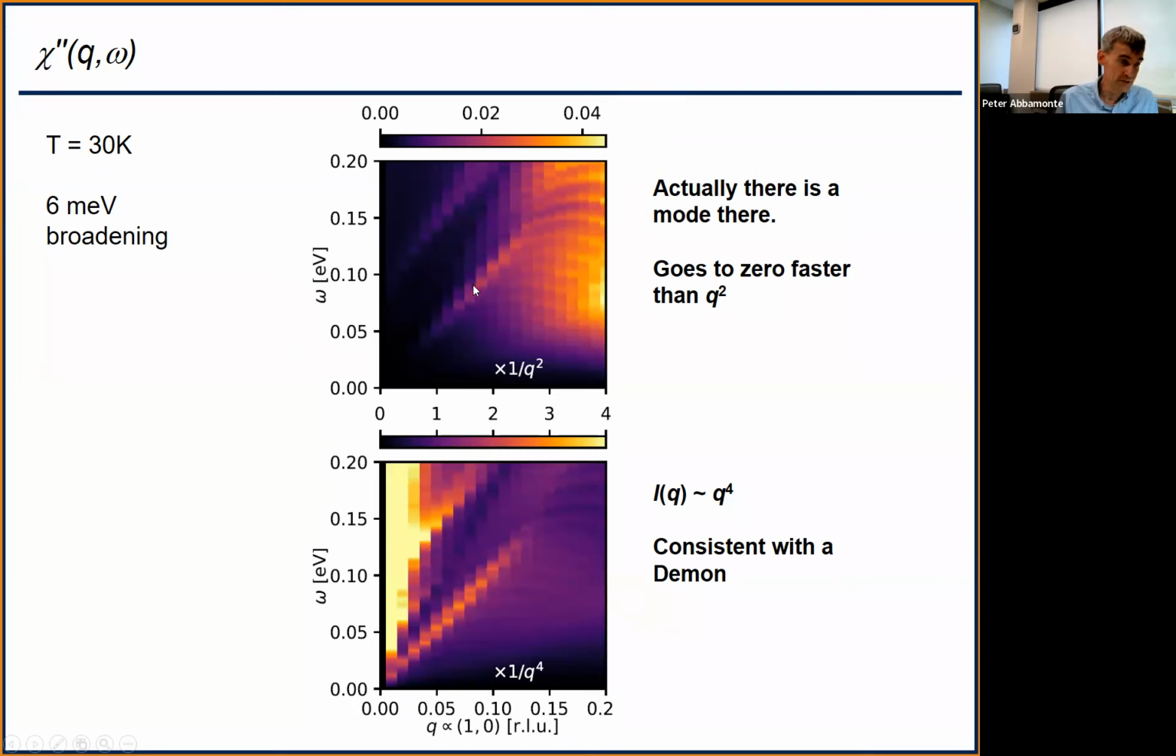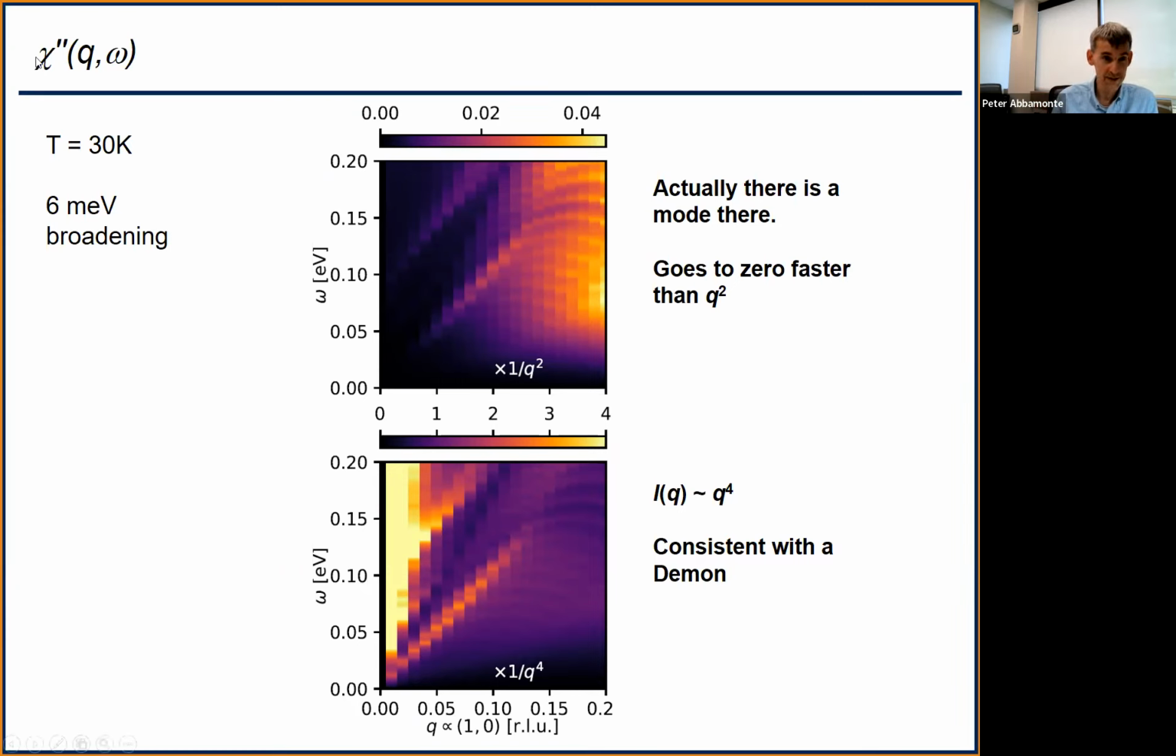And it is gapless, and it disperses linearly, but it vanishes as you go to zero. And if you think about it for a few seconds, now it becomes obvious why, because don't forget, a demon is neutral. Now, conventional plasmons, the intensity goes to zero like Q squared because they satisfy this F sum rule. But demons don't do that. Demons are neutral. They go to zero with a power law that's higher than Q squared. That's the definition of being neutral in the sense that Pines meant it.